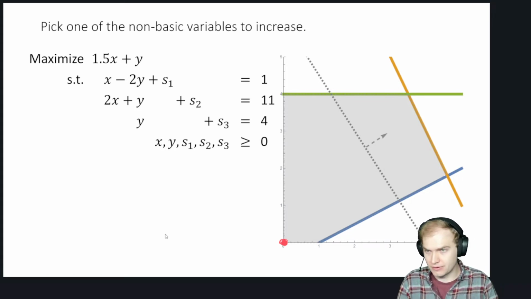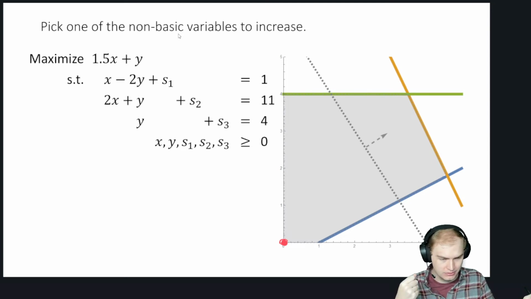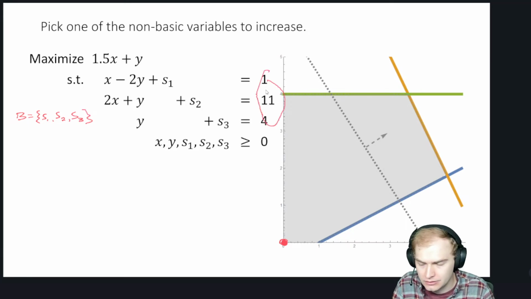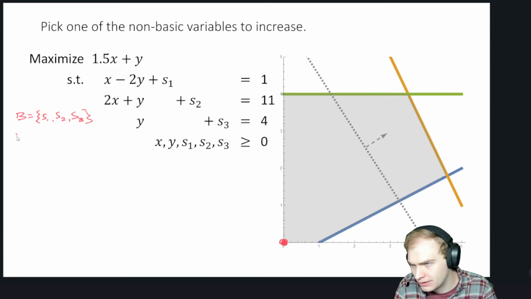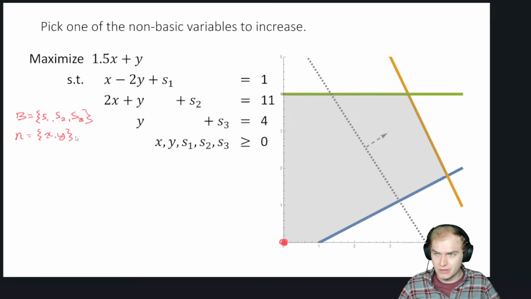So I guess the question is, we have two non-basic variables. If we want to change the basis, that just means we are going to swap out one of the basic variables for one of the non-basic variables. So we have the basis is S1, S2, and S3 because they take positive values, and the non-basic variables are x and y. So x and y equal 0.